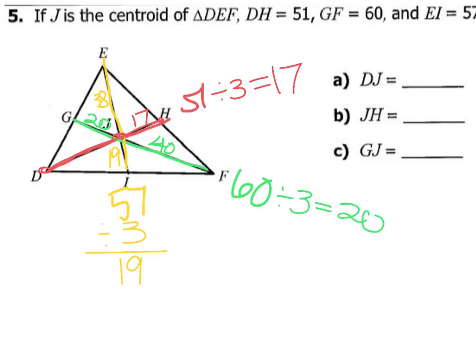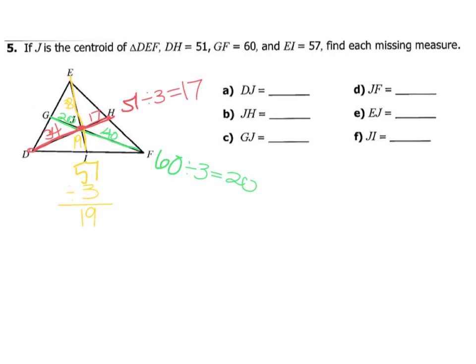And DJ is going to be 2/3 of the whole median, so that's 34. Now we found each of those individual parts, and then we want to identify which part is which. So DJ, we found out that's 34. JH, we figured out was 17. Then GJ, we figured out to be 20. JF is 40. And then EJ we figured out to be 38. And JI is 19. All right, if you have any questions on that, call me over so I can help you. Otherwise, let's keep going.